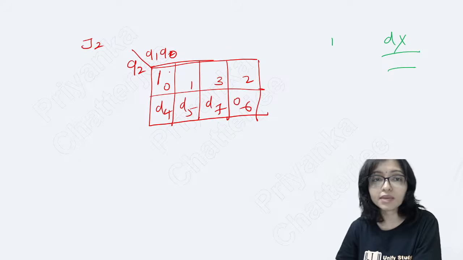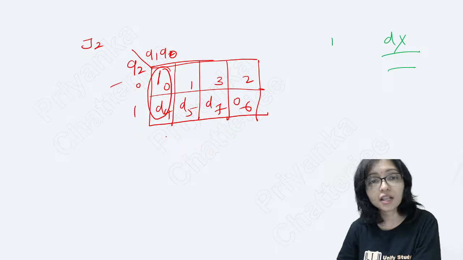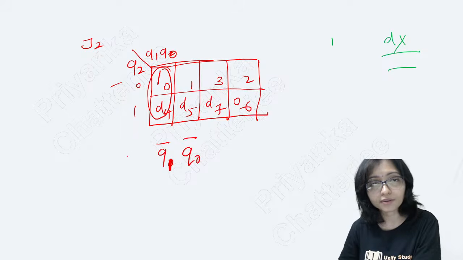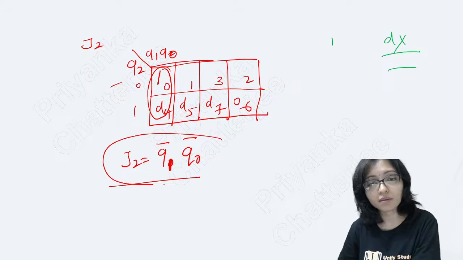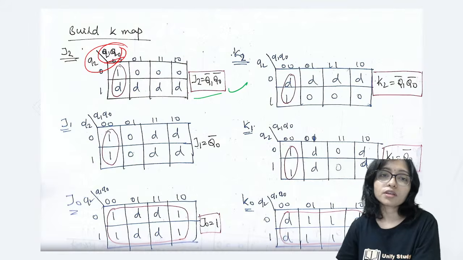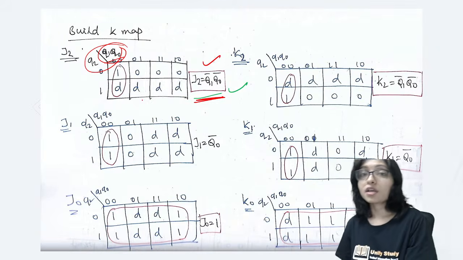Now where I am making the grouping, this is the grouping. So it is 0, 1, Q2 cancels. My answer will be Q1 bar, Q0 bar. That is J2. J2 is Q1 bar, Q0 bar. So now you are getting this answer, Q1 bar, Q0 bar.